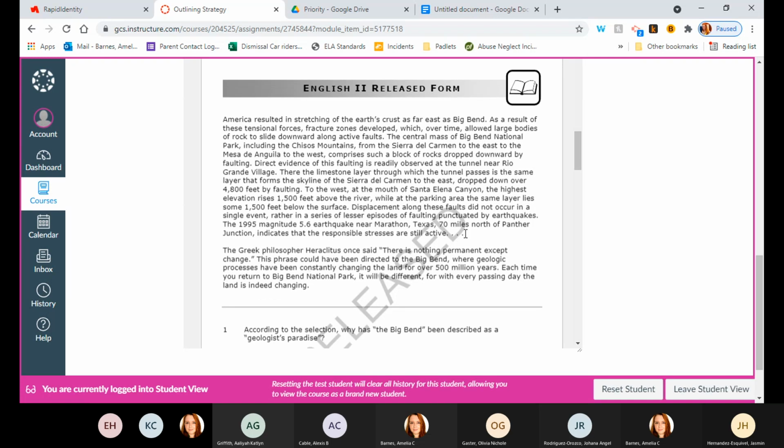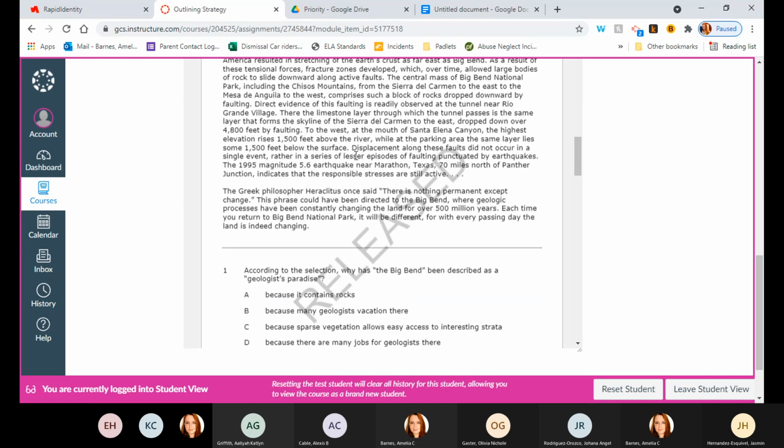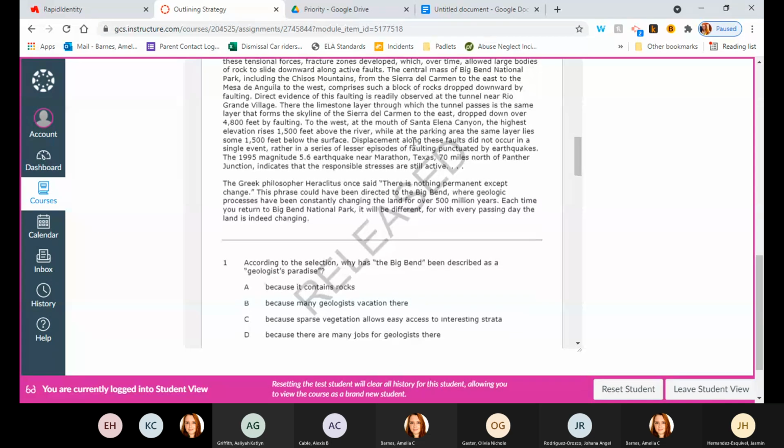The Greek philosopher Heraclitus once said, "There is nothing permanent except change." This phrase could have been directed to the Big Bend, where geologic processes have been constantly changing the land for over 500 million years. Each time you return to Big Bend National Park, it will be different, for with every passing day, the land is indeed changing.